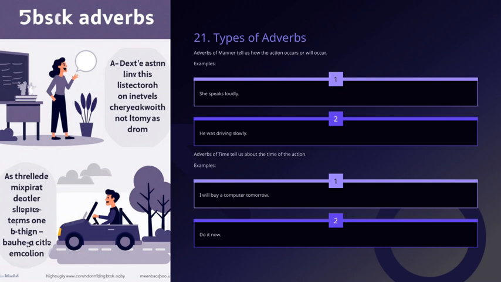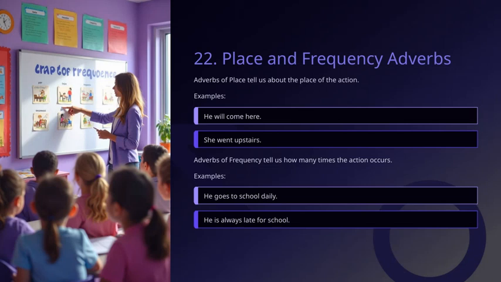Today, I want to talk about two important types of adverbs that help us describe actions more precisely: adverbs of place and adverbs of frequency. Adverbs of place tell us where the action happens. For example, if I say, he will come here, the word here shows the location. Similarly, she went upstairs indicates the direction or place where she went. These adverbs help us visualize the scene better and give more details about the action's location.